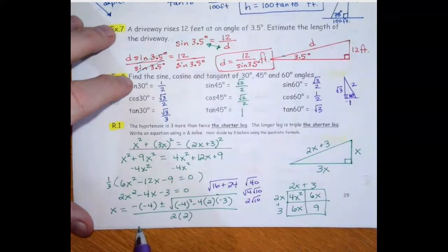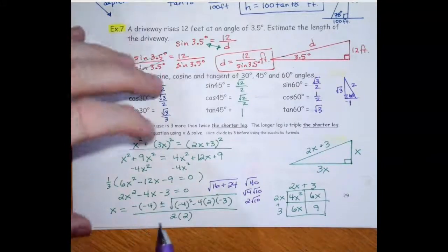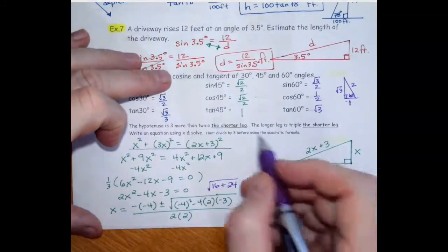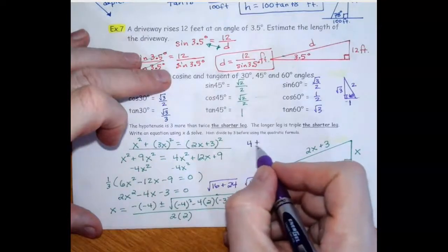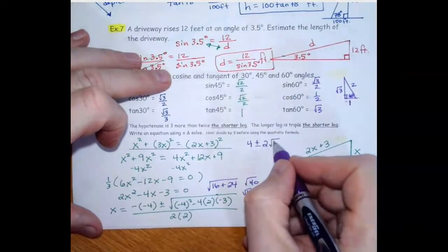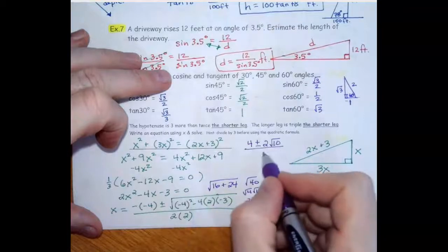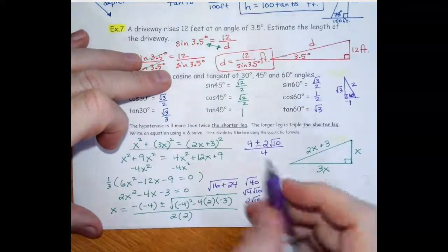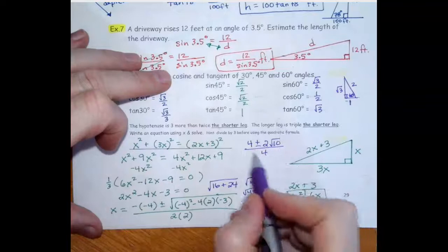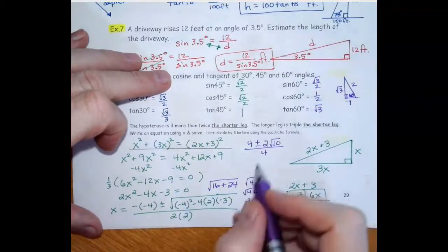So now this is going to be 4 plus or minus 2 root 10 over 4. Now, the way we like to do it in person is we like to split that up into 2, so we put 4 over 4.